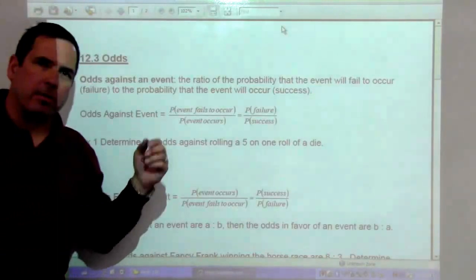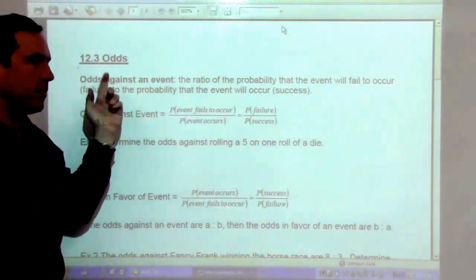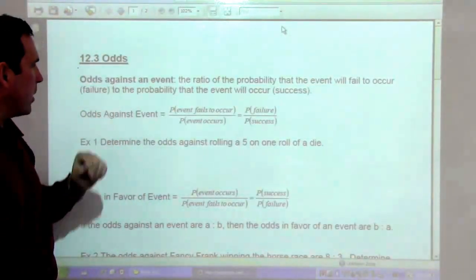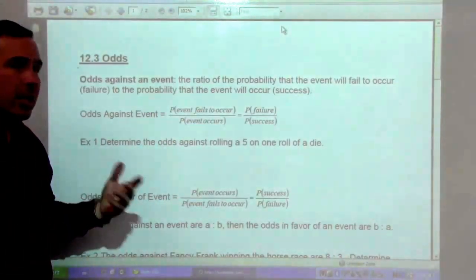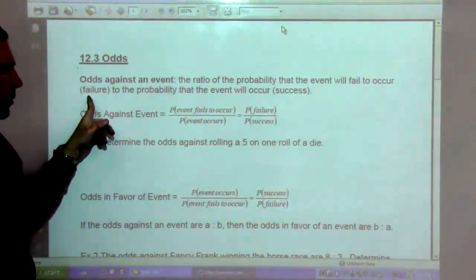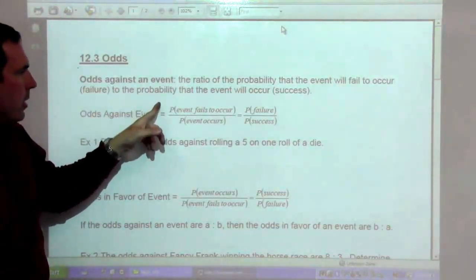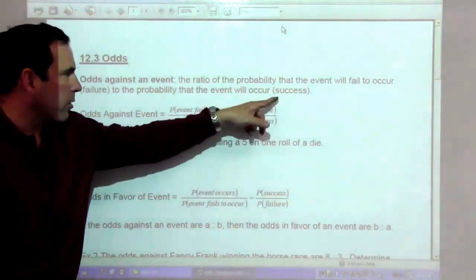Odds, we have two types of ways of thinking about odds, we have odds for and odds against. We'll talk about odds against an event. That's the ratio of the probability that the event will fail to occur, its failure, compared to the probability that the event will occur, or success.